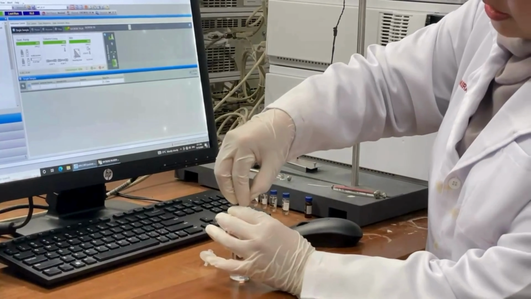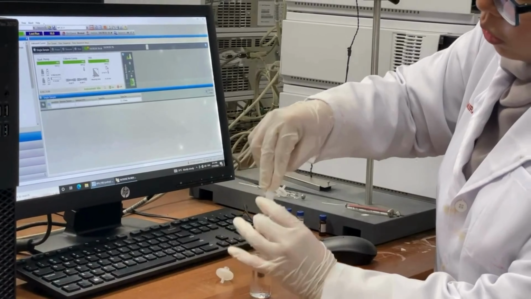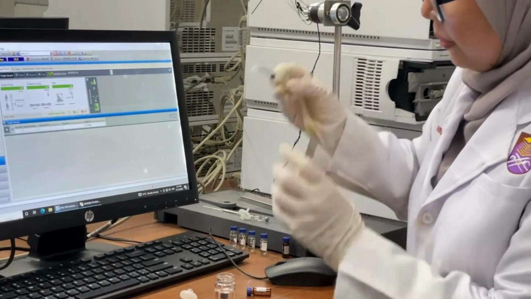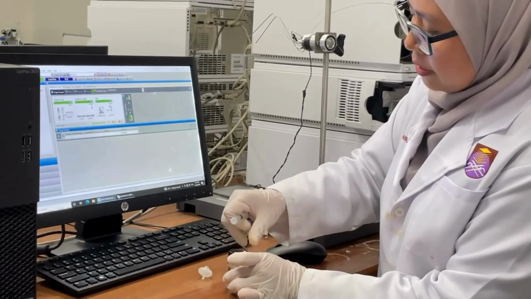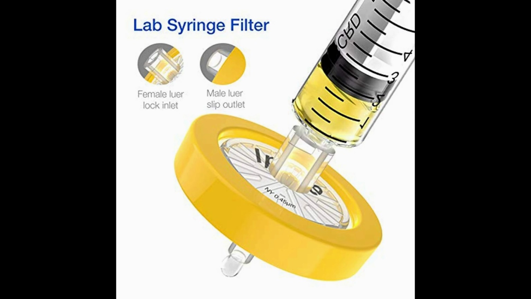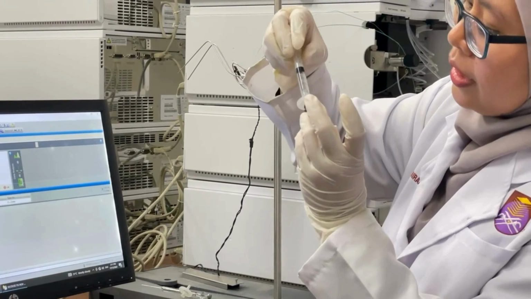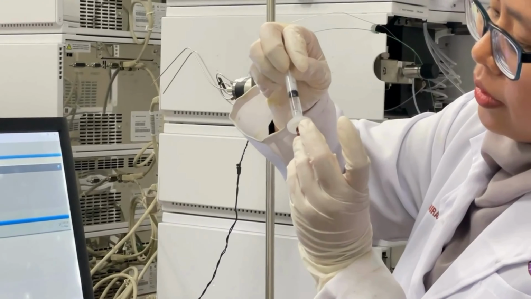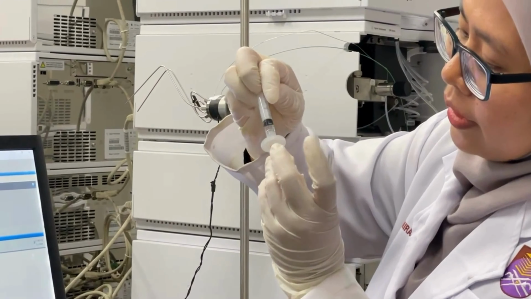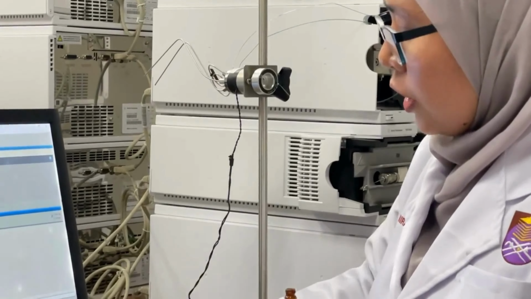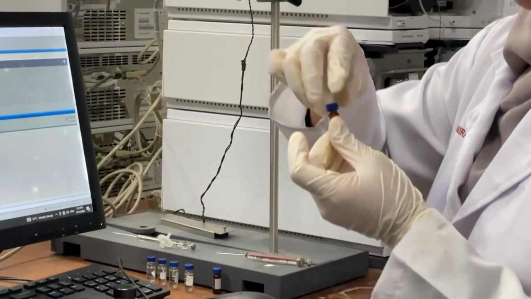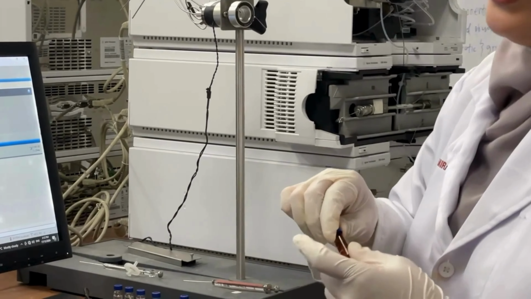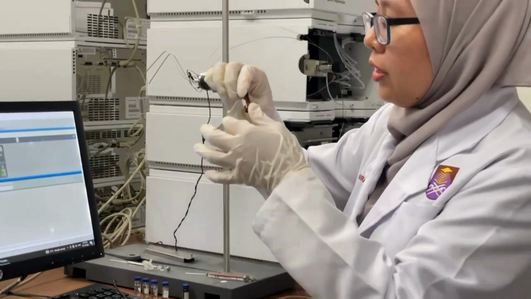Before injecting the sample, it is essential to ensure that all solvent and samples are filtered using a filter membrane. This step prevents impurities from interfering with the analysis. For HPLC analysis, only a small volume of the sample is required. Prepare 20 microliters of the filtered sample for injection.